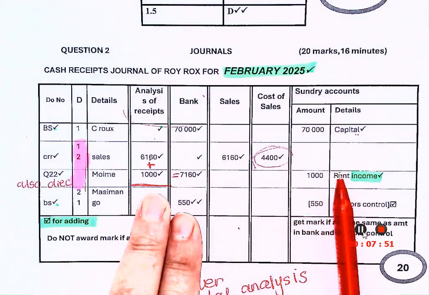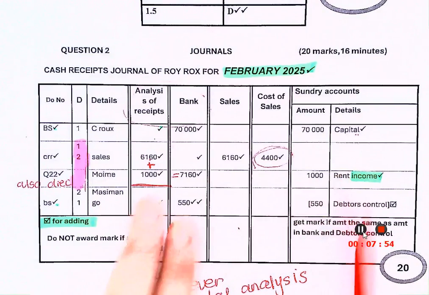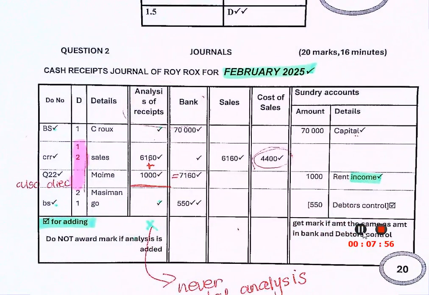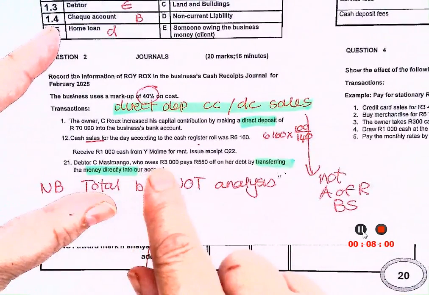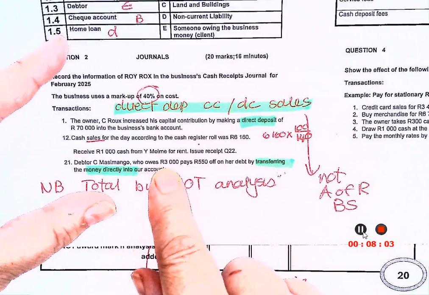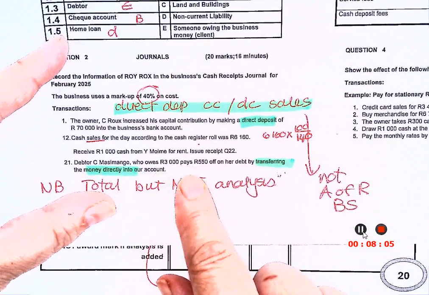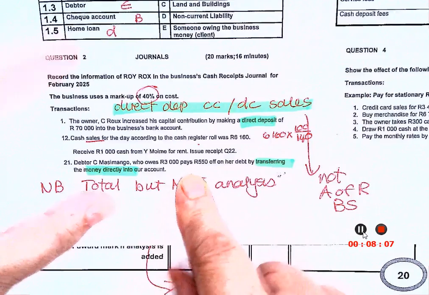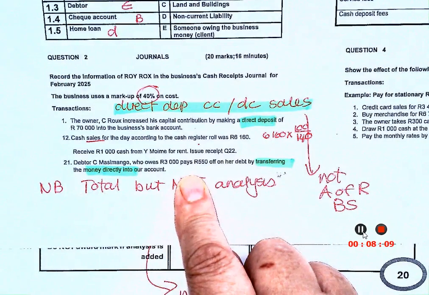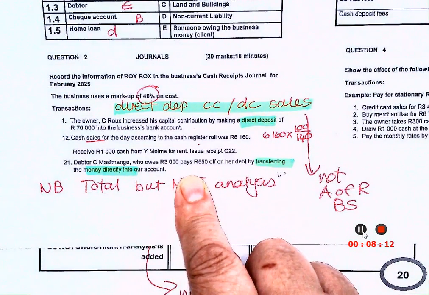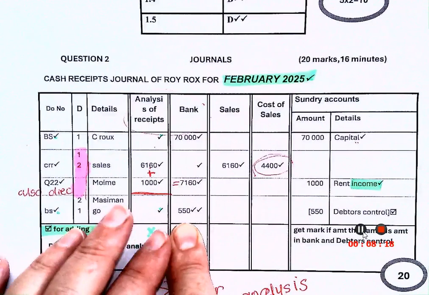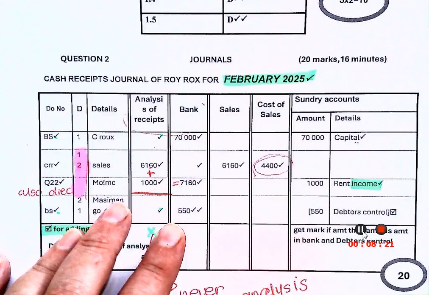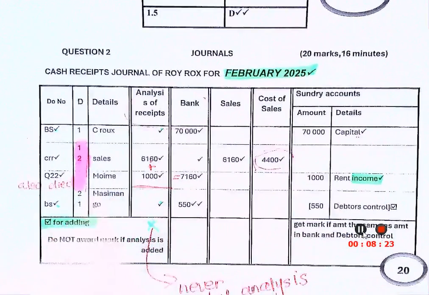Okay. Now, the last one, Masimangu. Masimangu says, a debtor who owes 3,000 pays 550 off her debt. How much does she pay me? 550, not 3,000. You see? So in here you will only show the 550, not the 3,000. And that would be debtors control. Do you guys understand this a bit better?